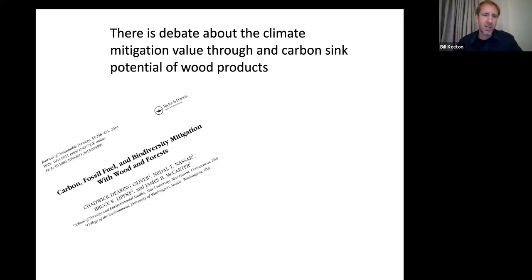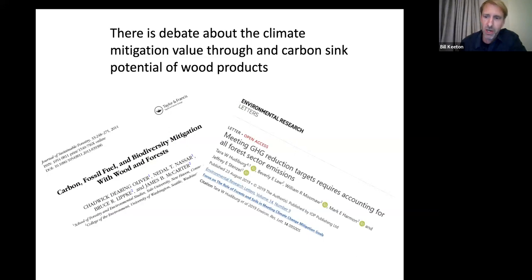This, by the way, is what makes forestry exciting, right? This is why I got into this field to begin with: there's always debate. There are always different perspectives about everything. It's what keeps the science advancing, and we need to continuously have that debate and that discussion. So there is an active debate in the scientific literature around durable wood products.